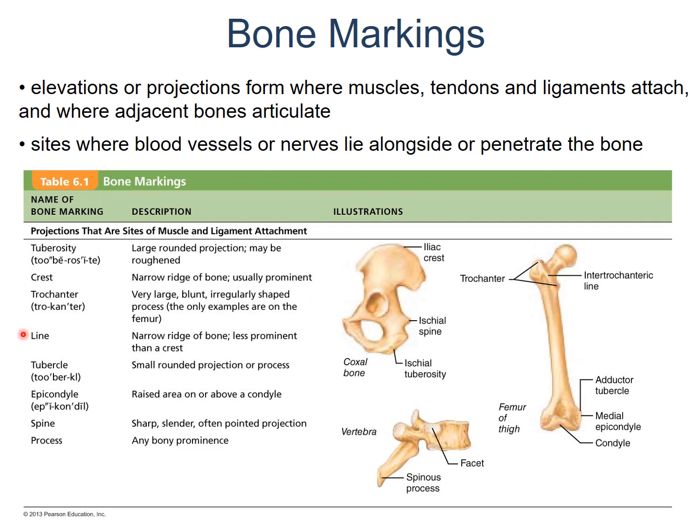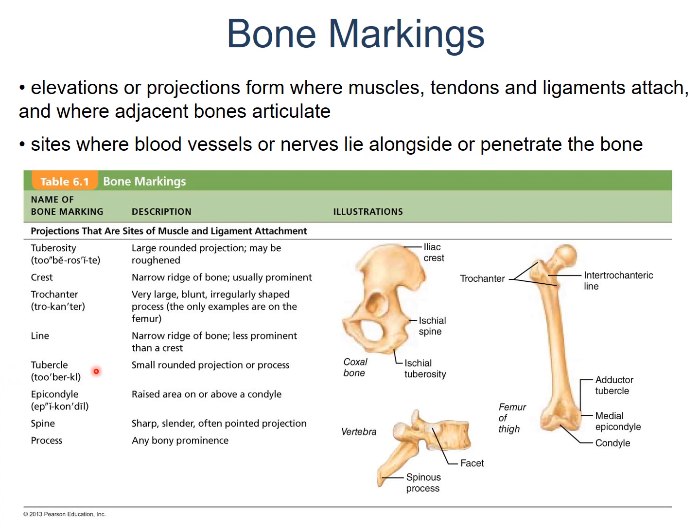Next, we've got line. This is a narrow ridge of bone, less prominent than a crest. The example of a line, again on the femur, is the intertrochanteric line. We've got a tubercle, which is a small rounded projection or process.